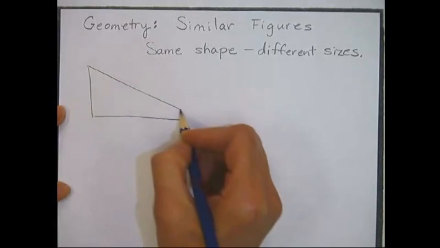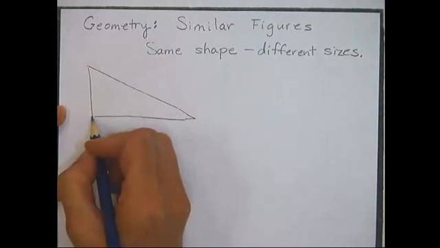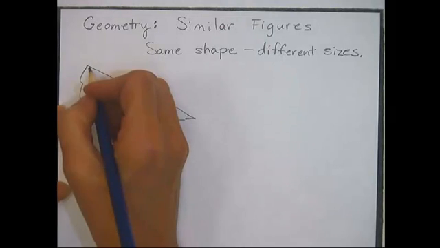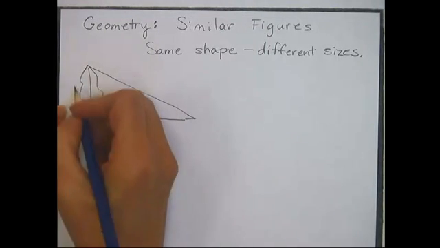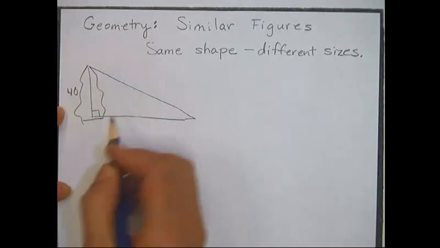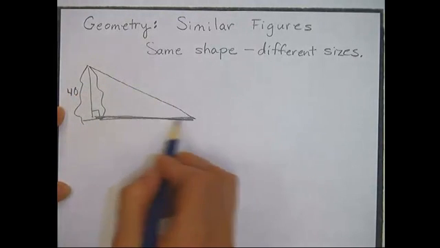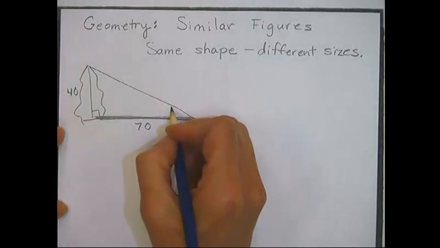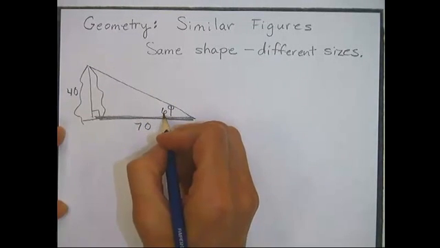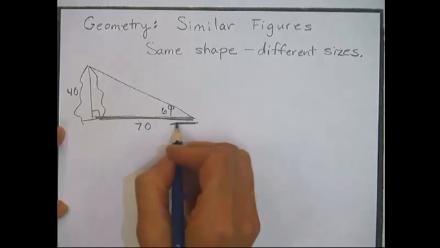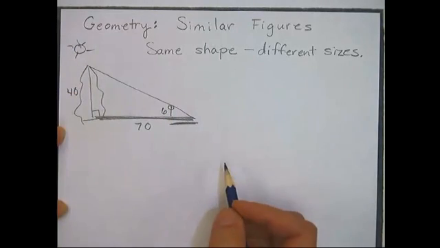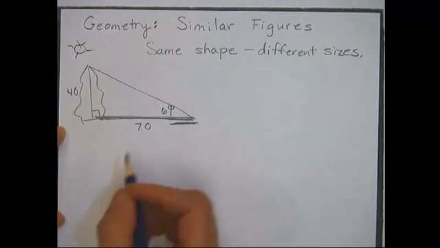I'm going to draw a picture here, and I'm going to pretend that the height of this right triangle is depicting a tree that is 40 feet tall, and it's casting a shadow that is 70 feet long. And I'm going to have a person standing over here, and he is 6 feet tall, and we want to know how long his shadow is. Can't forget Mr. Sunshine.